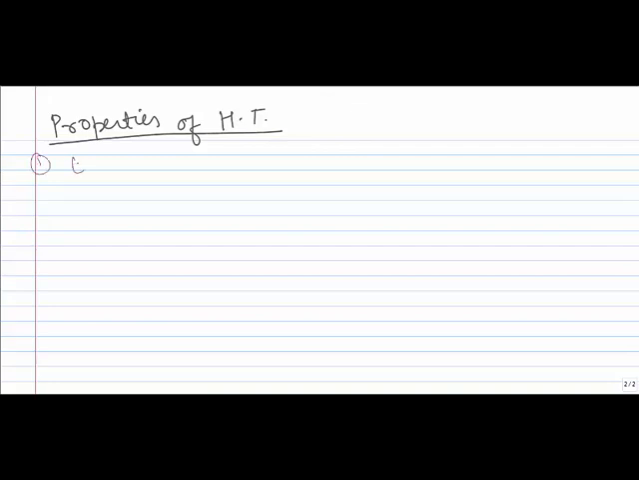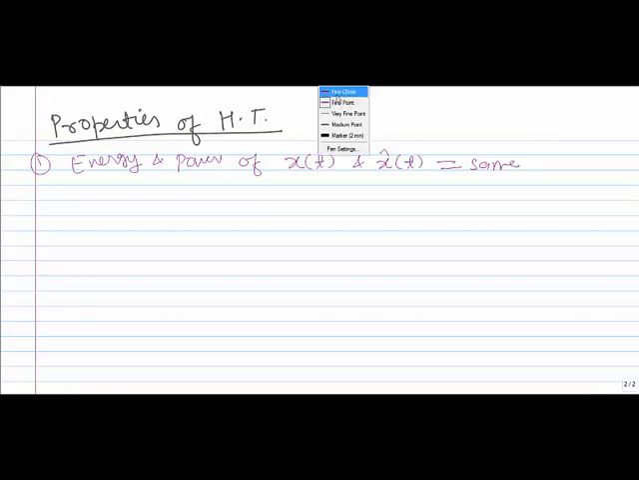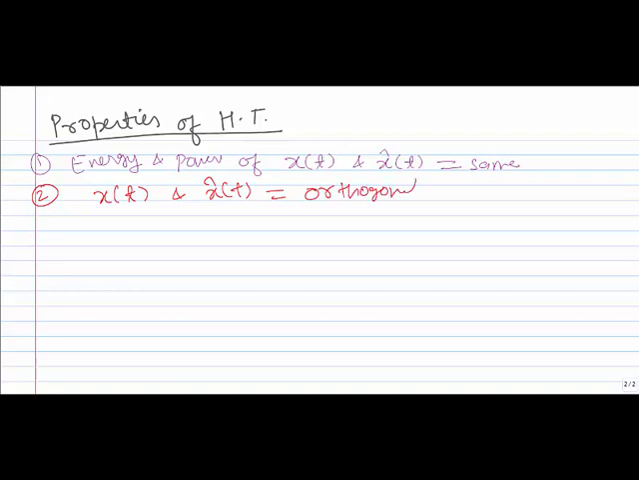The number one property is that the energy and power of both x(t) and its Hilbert transform x hat(t) will be the same. Number two property is that x(t) and x hat(t) form an orthogonal pair. They are orthogonal to each other. Number 3, both x(t) and x hat(t) will have the same ACF, that is, autocorrelation function.